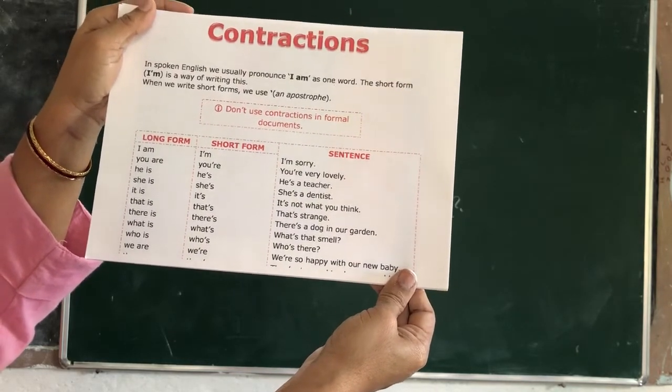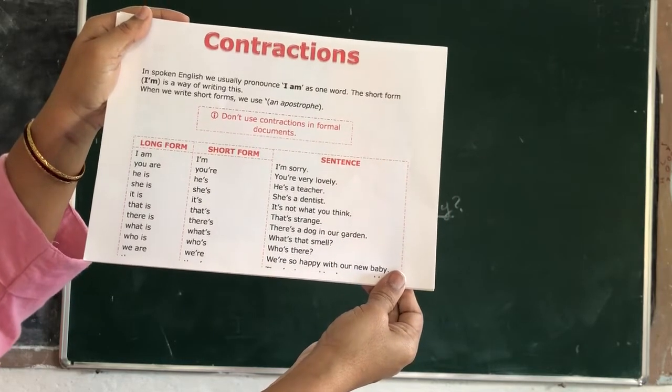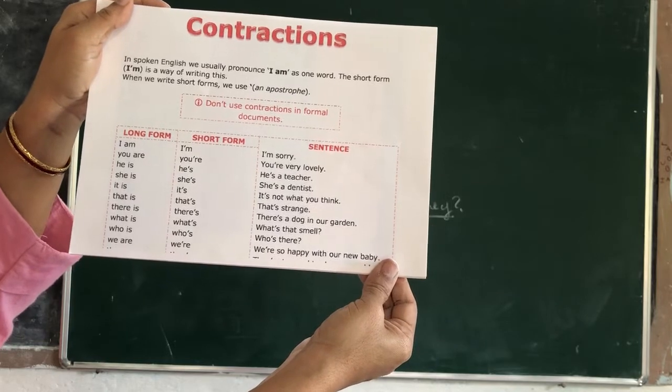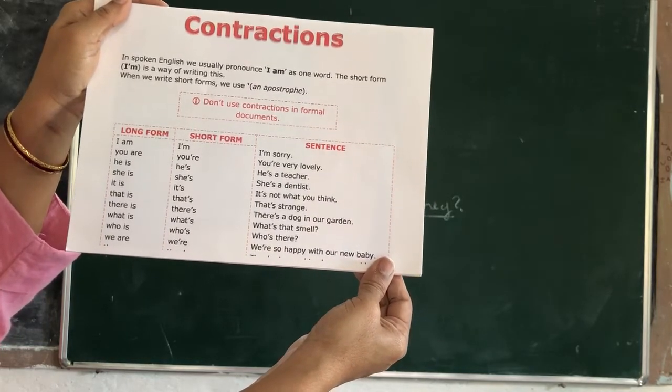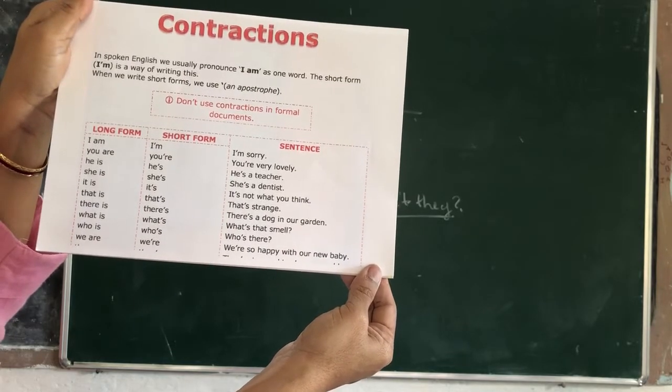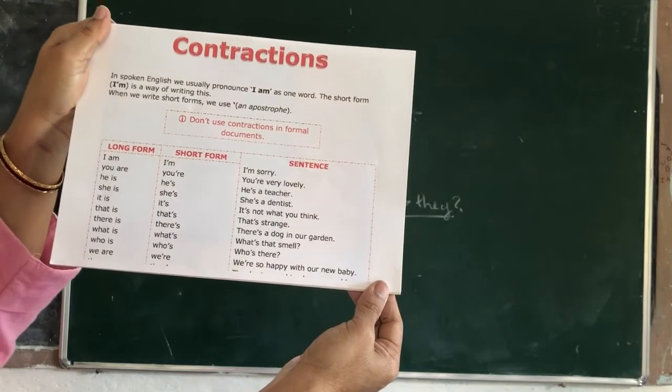That's strange. Okay. There is a dog in our garden. What's that smell? Who is there? We are so happy with our new baby. So like this you should write contractions. You should use contractions in the sentence.